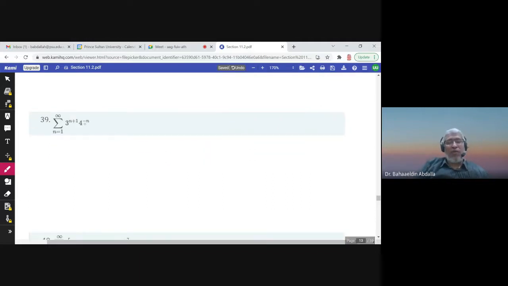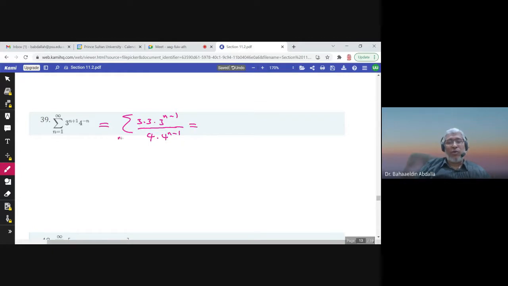Well, here I have a number to the power n, so this seems to be a geometric series. It starts from 1, so let me write 3 to the power n plus 1 as 3 times 3 to the power n minus 1, because I need n minus 1. If you add, you get n plus 1. And 4 to the power negative n, I can write as 4 to the power n in the denominator, and write it as 4 times 4 to the power n minus 1.